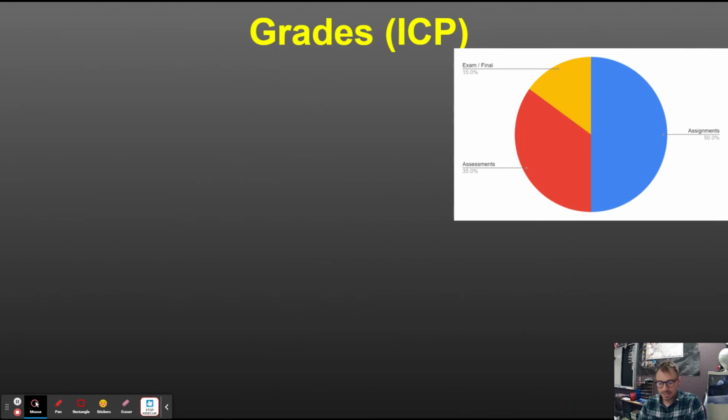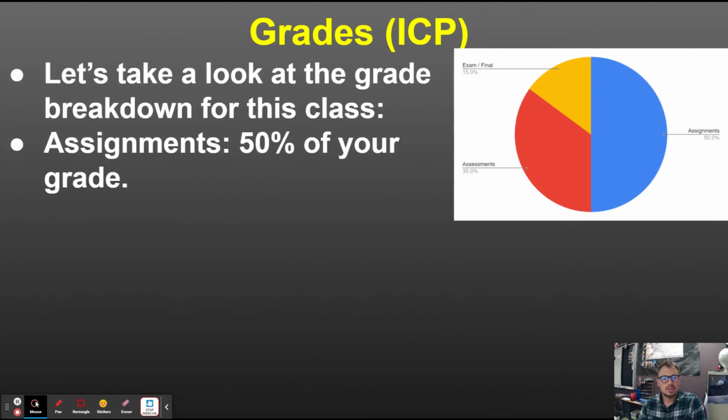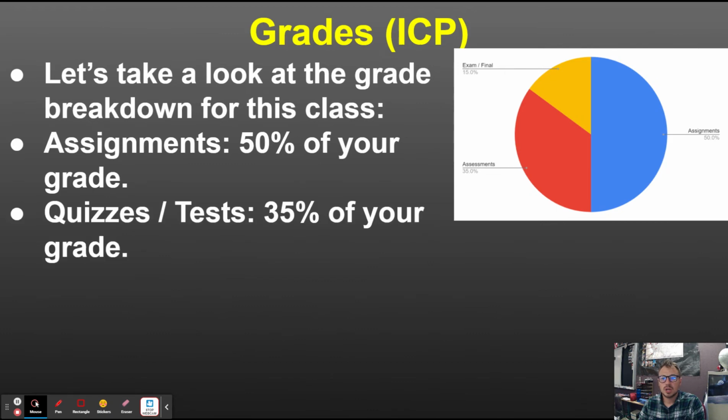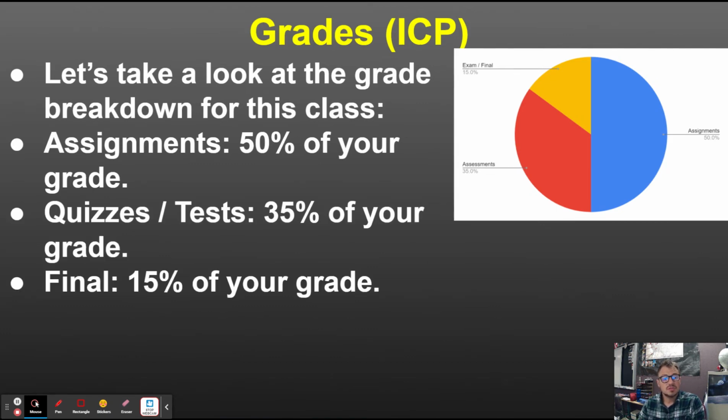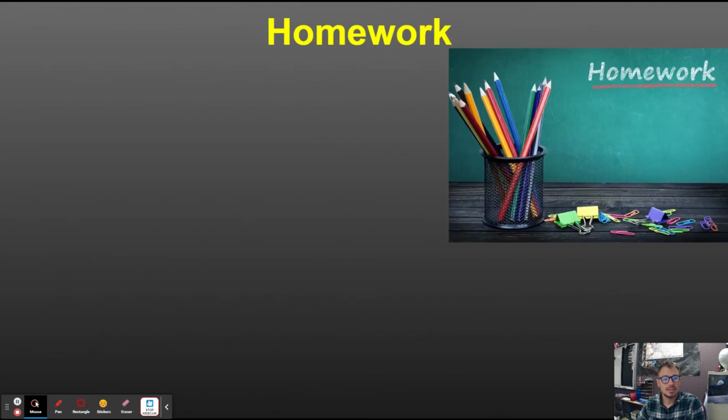Here is the grade breakdown for ICP. Assignments, that would be labs, notebook checks, and in-class assignments, are 50% of your grade. The quizzes and tests are 35% of your grade, and your final is 15% of your grade. You can look at this chart and notice that just turning in assignments is what's going to help you pass this class. So do your work, you will pass.